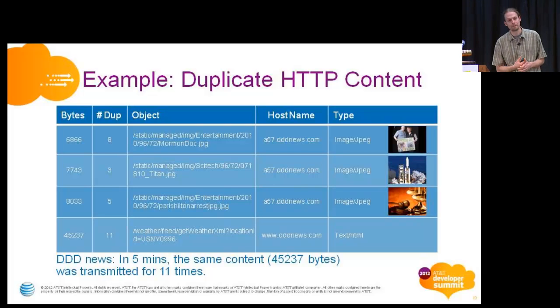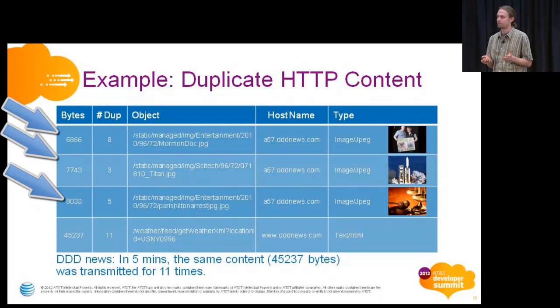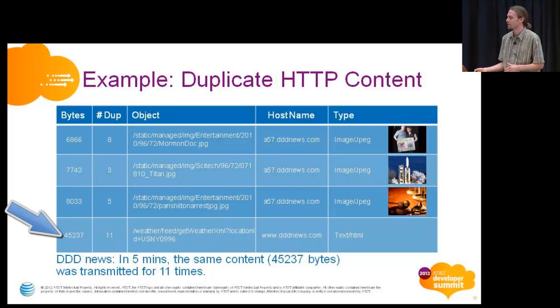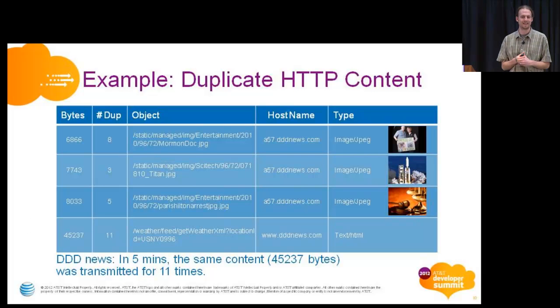This is a major news organization. We looked at their mobile application, and there's a lot of duplicate content. We see images sent down 8, 3, 7 times. And then finally at the bottom, in 5 minutes, the weather was downloaded 11 times. The weather file's 45K. 11 times 45K, you're about half a megabyte of weather data downloaded. If they'd implemented a cache, it would have been downloaded once. There's no delay in the page rendering because you're waiting for this 45K XML file to download before the page renders.